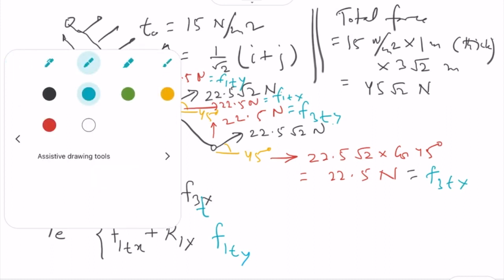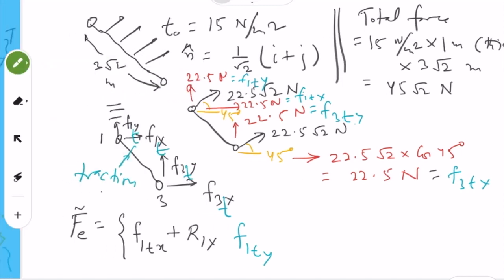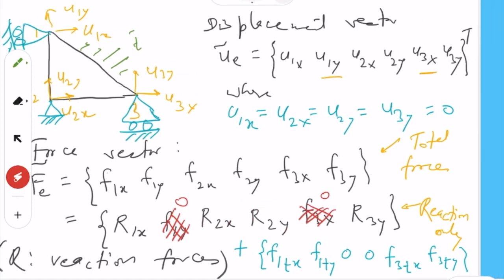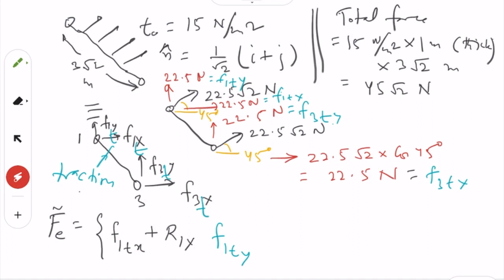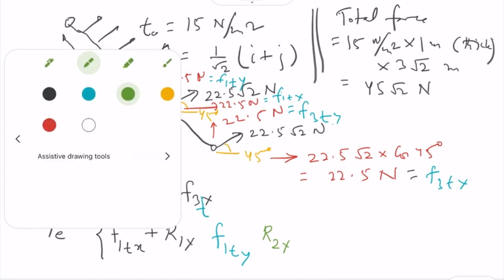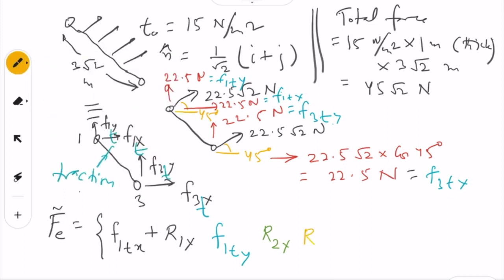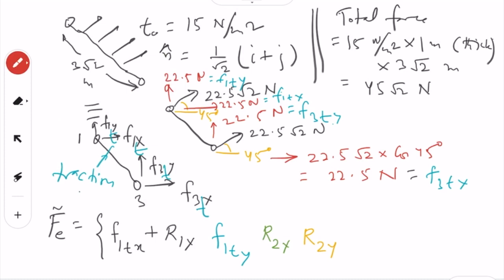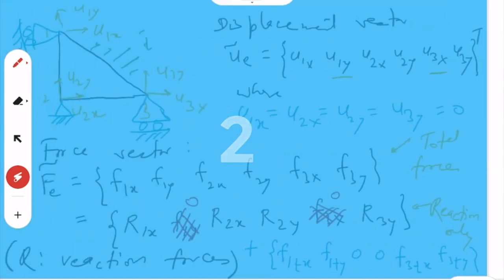Then third, done. Third and fourth, R2x, R2y. So R2x, okay, then R2y, okay, then third, done. 1, 2, 3, 4, now remaining.